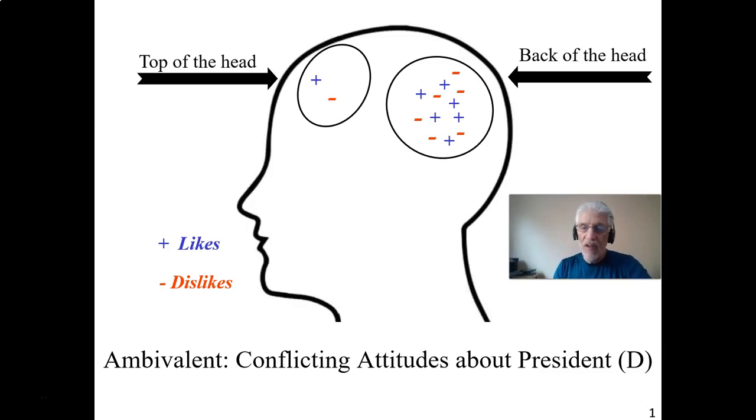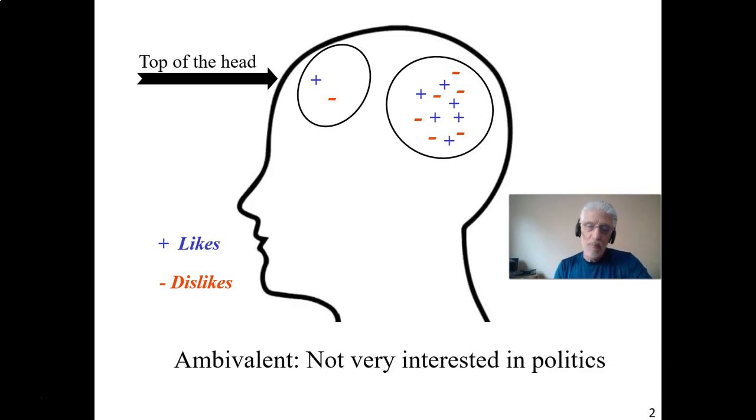Now, one of the things you might note is there's only 2 attitudes at the top of the head. The reason for that is in this example, this person who's ambivalent is just not somebody who's very interested in politics. They really like sports, they like going to the movies, they have a variety of other interests, but politics isn't one of them, so they don't keep information about politics or the president at the top of their head. It's just not something that they're interested in.